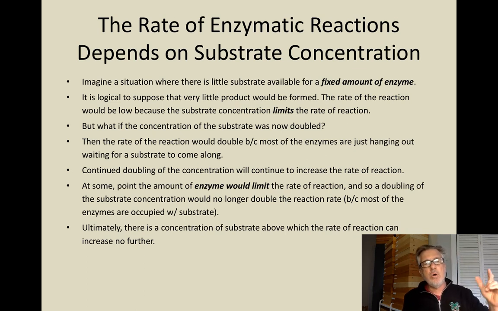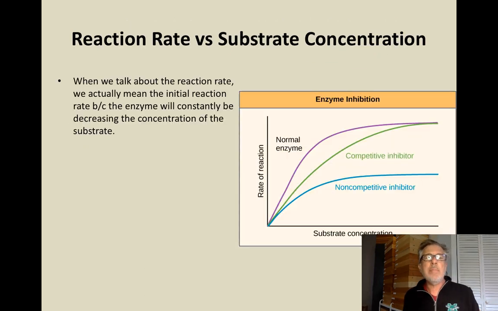And don't forget, this whole scenario has been played out with the assumption of a fixed amount of enzyme. Let's think about that. We have for various concentrations a reaction rate that we've measured. When we talk about the reaction rate, we actually mean the initial reaction rate because, as you've probably figured out, the enzyme, by constantly using the substrate, is decreasing its concentration. So we really are talking about the initial reaction rate.